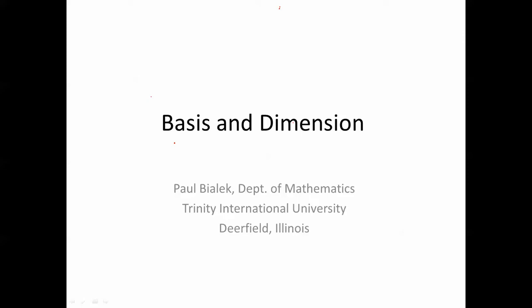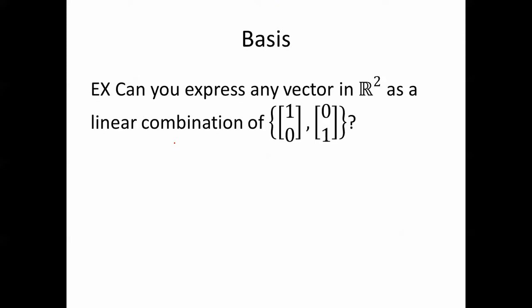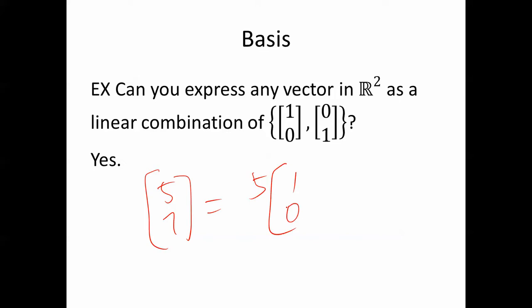Let's talk about basis and dimension. Can you express any vector in R2 as a linear combination of (1, 0) and (0, 1)? Yes. For example, (5, 7) is going to be 5 times (1, 0) plus 7 times (0, 1). So really any vector in two-dimensional space, in R2, is a linear combination of (1, 0) and (0, 1).